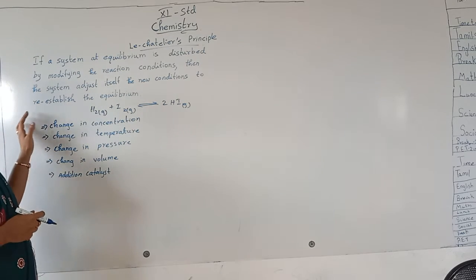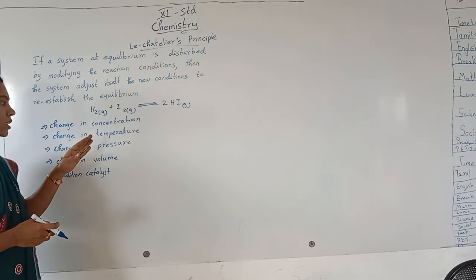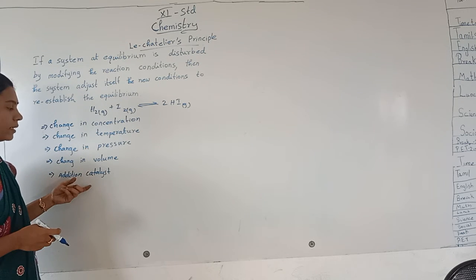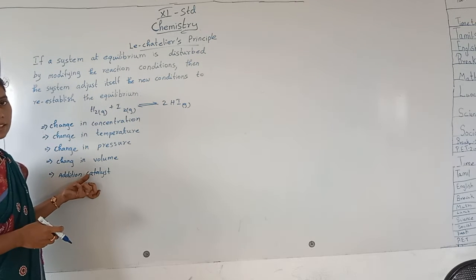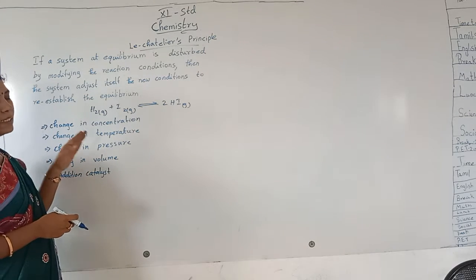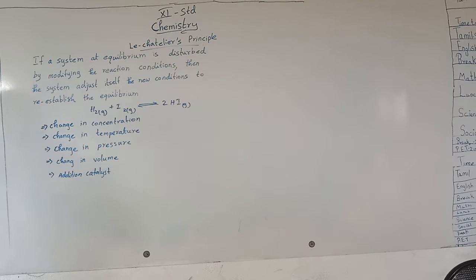In this Le Chatelier's principle, there are types: the effect of temperature, the effect of pressure, and the effect of concentration. Next we will study the addition of catalyst. So we will study these types in this topic. Next, in Le Chatelier's principle, the system responds by shifting the reactants and products to restore the equilibrium.